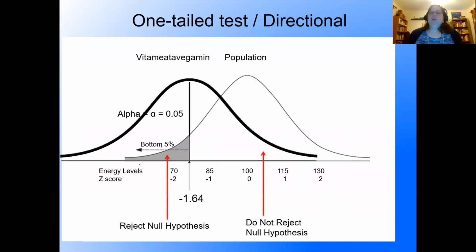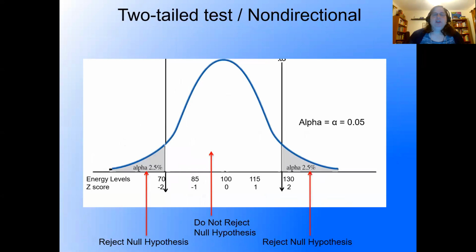Well, what if we don't know? We just think vitamin and vegemin will make a difference, but we can't really commit to which type of difference it will make, higher or lower. We just want to say that those taking vitamin and vegemin will have different energy levels than those not taking vitamin and vegemin. Now, this would be called a two-tailed test or a non-directional test. Okay.